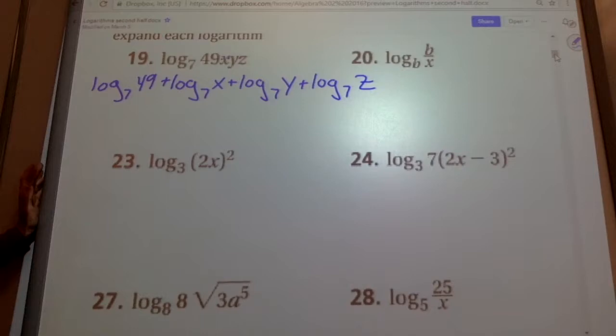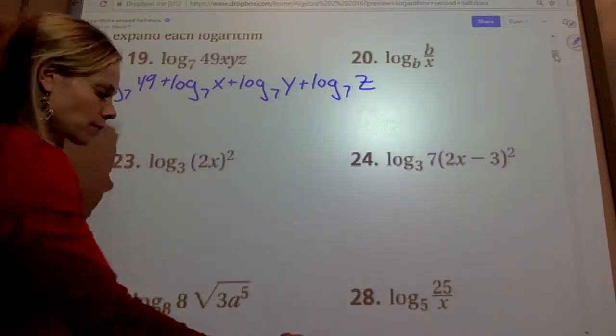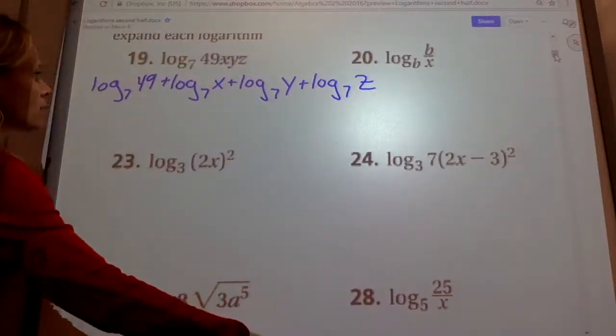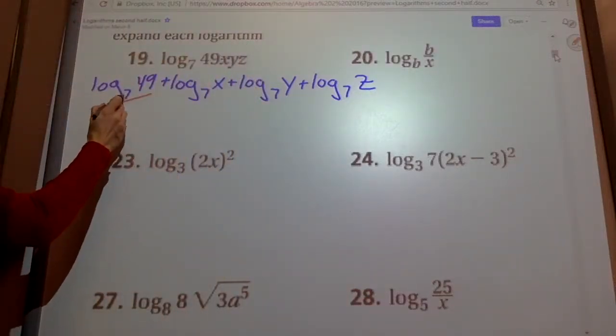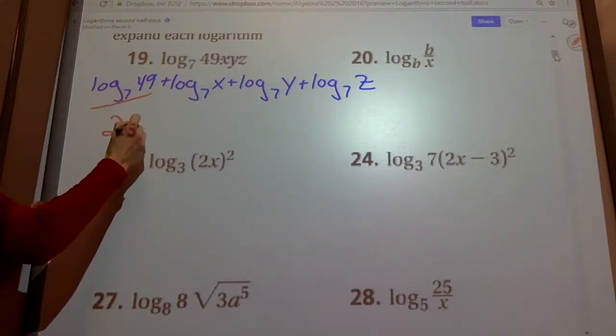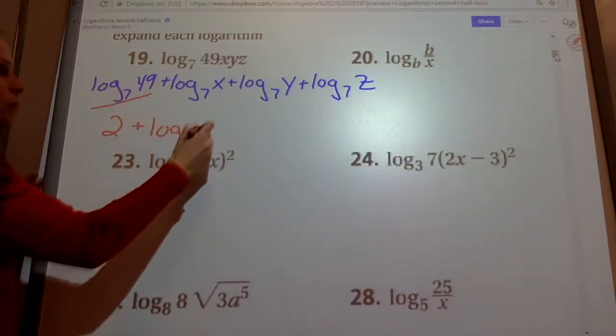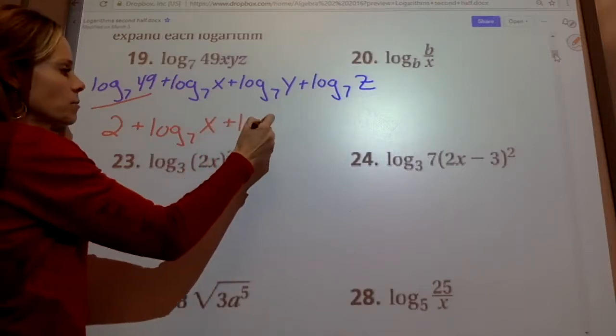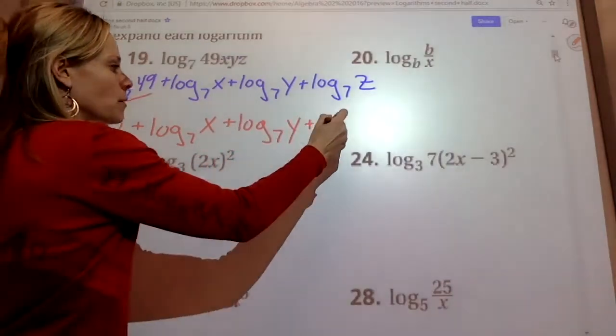One of those logs I can simplify. Which one is it? You should notice that this first one here, 7 to what power is 49? 2. So this equals 2. So it does go one more step. Whenever there's a log that you can simplify, you'd want to do that.